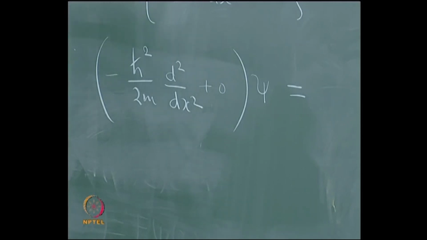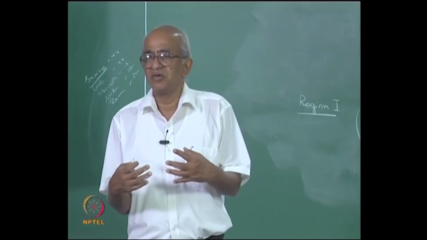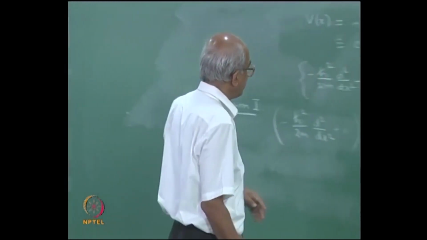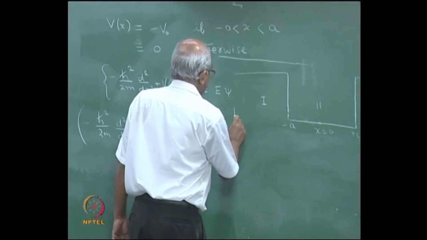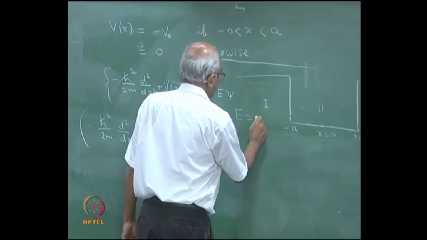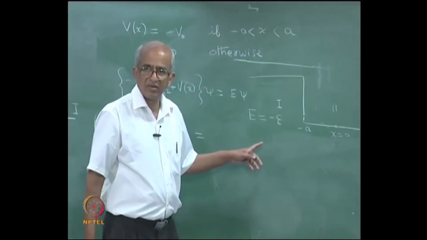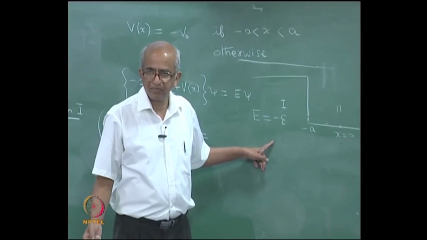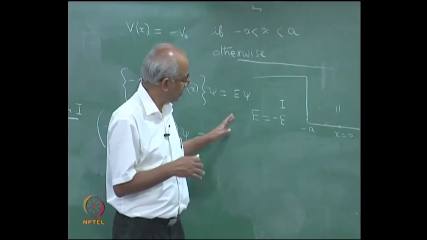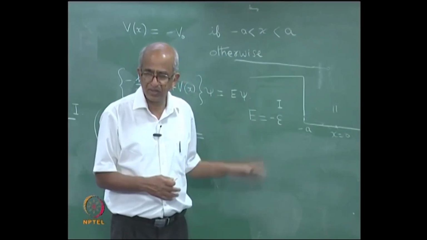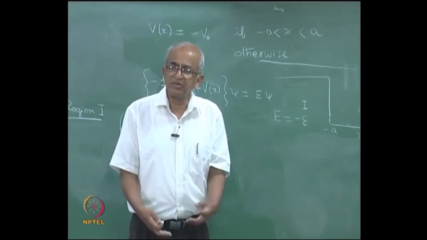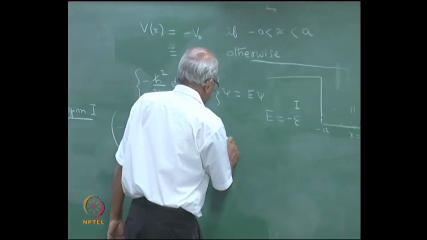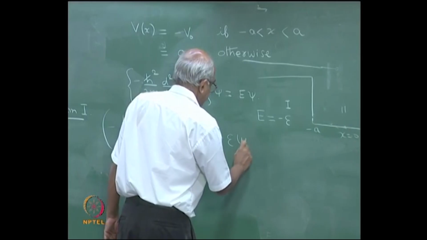But I told you that I am interested in the situation where the total energy of the particle is less than 0. Therefore, I will adopt this notation. I will say that E is equal to minus epsilon. Why do I adopt this notation? Simply because I want epsilon to be positive. So, I will write the energy of the particle as E equal to minus epsilon, where I am interested in situations where epsilon is a positive number. So then this is actually minus epsilon times psi.